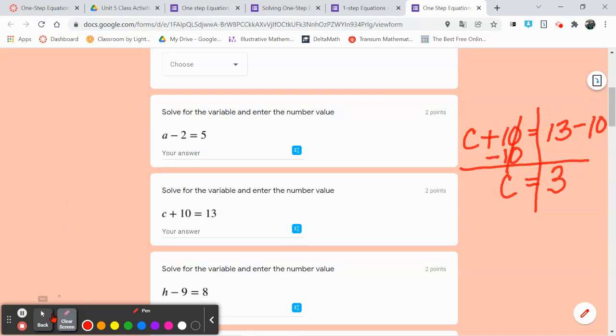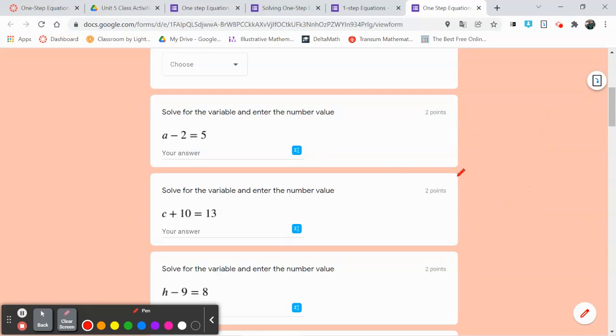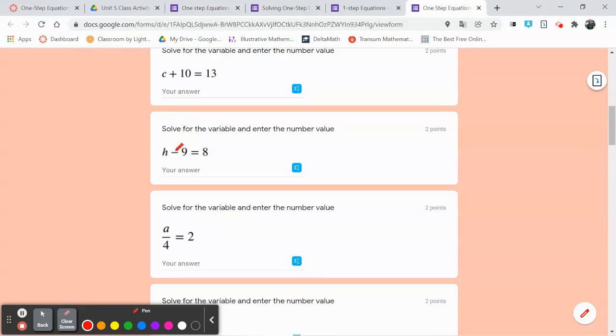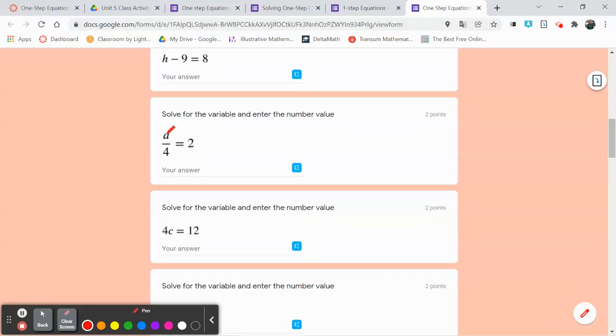Okay, so these are fairly easy. There aren't any signs here that you need to use. Here, I'd add 9 to both sides. All right, let's get down to these.